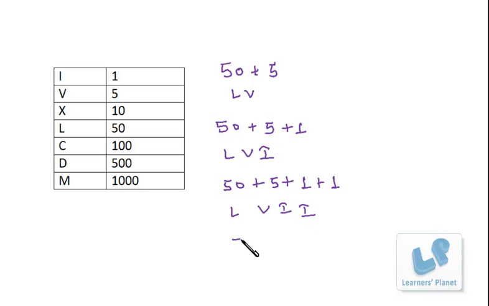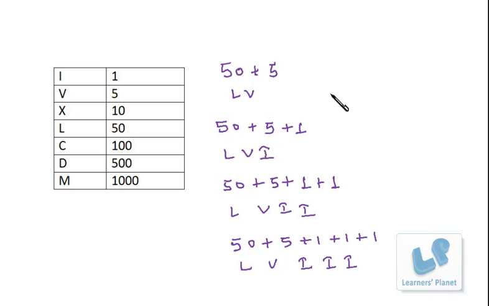Similarly, 58, it's 50 plus 5 plus 1 plus 1 plus 1. So it's LVIII. Isn't it so simple? Now further, there's a twist. If I have to write 59. Okay. Now 59, if I have to write I for 4 times, it will not be correct.